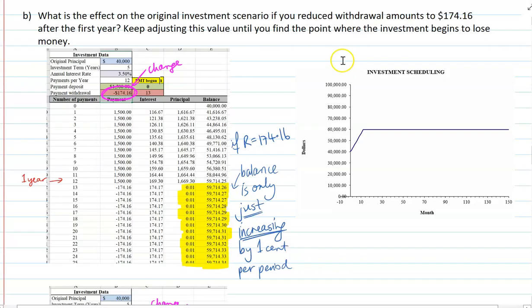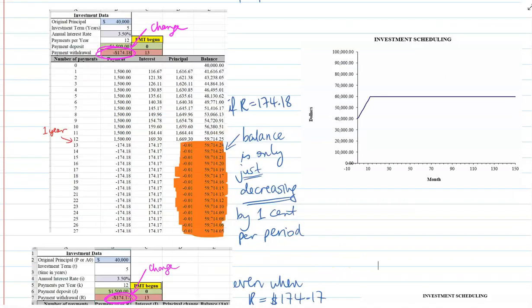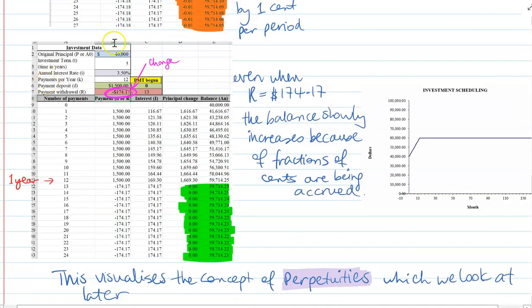Documenting what we saw there, we change the amount that we're withdrawing, and for that first amount we can see that the balance was just increasing by 1 cent. The next one we did was $174.18, so we're just decreasing by 1 cent. And then lastly, that point that's very nearly near the point of perpetuity, which we'll look at in another lesson.